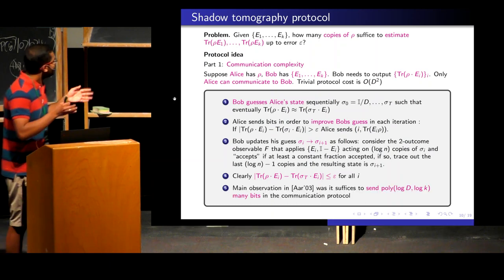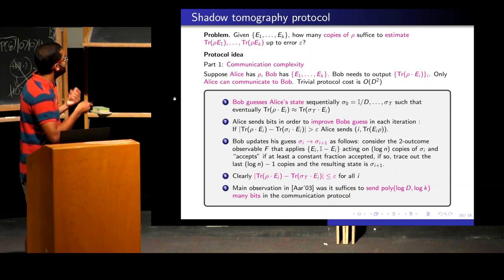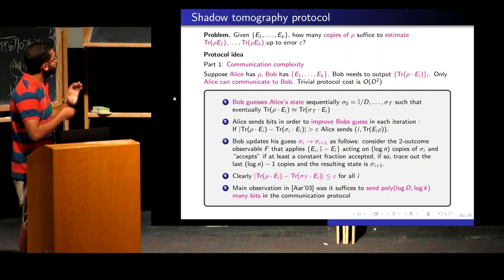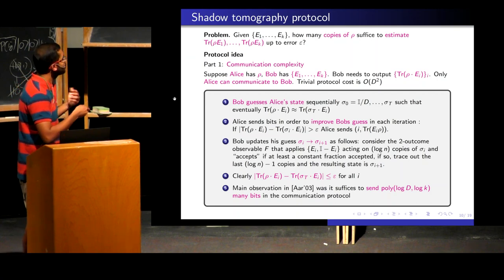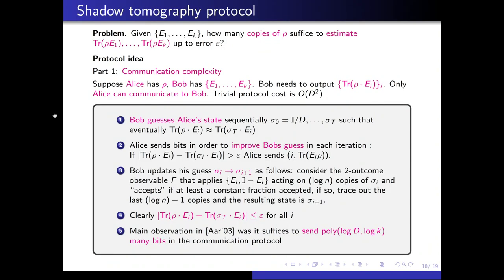So the main thing that Scott shows is, for example, if you keep repeating this process, after t equals log d times poly log d times poly log k, you will stop, and the total number of communication each round is anyway log k, so the total communication is poly log d times poly log k. So to answer your question, the trivial protocol would cost d squared if Alice just sends d squared, or trace of rho times E1, trace of rho times E2, all the way to trace of rho times E_k, that takes k bits. But Aronson somehow shows that you can just send poly log d many bits, and this already suffices for Bob to output a sigma_t such that this is right, correct.